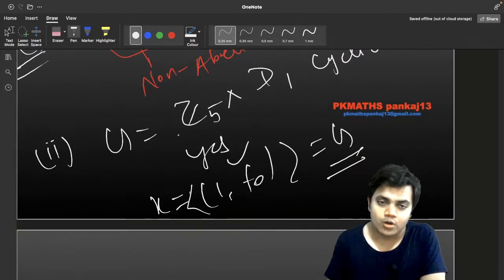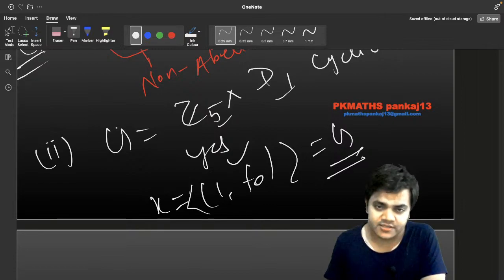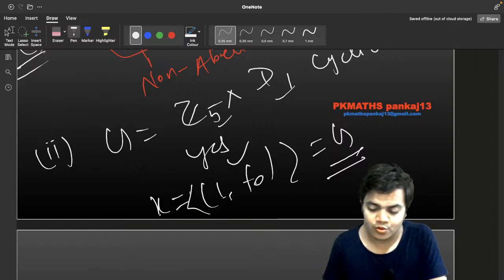And certainly the order of Z is what? What is the order of Z? 5 elements from here, 2 elements from here. So the order of Z is 10 and the order of (1, f0) is also 10. So certainly this is going to be a cyclic group.